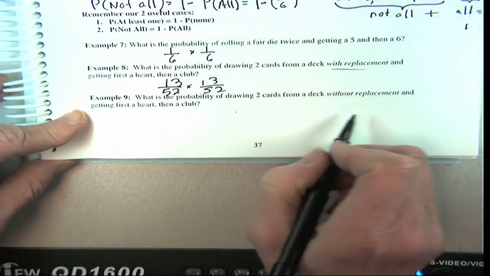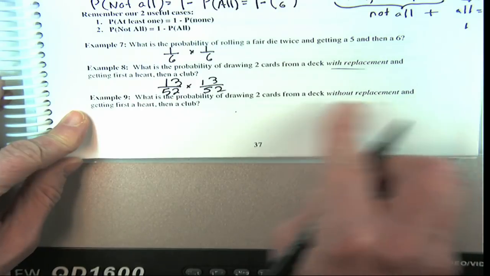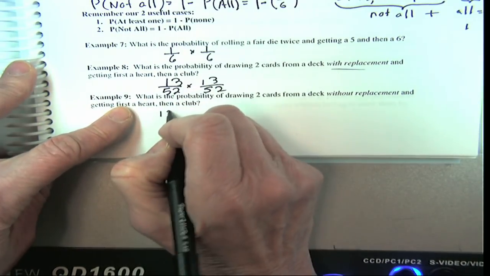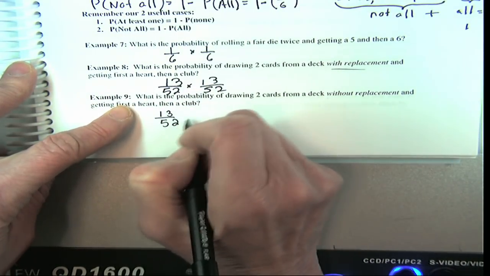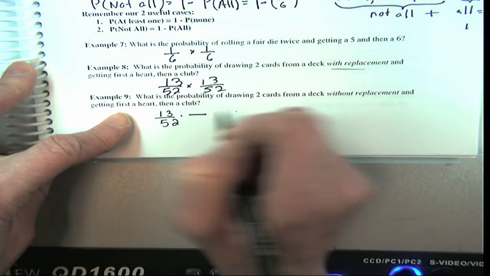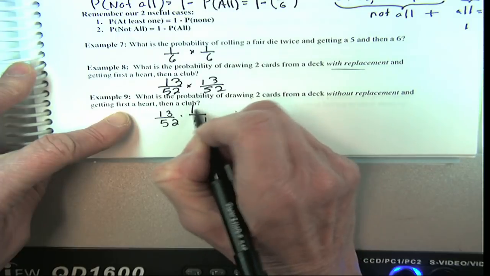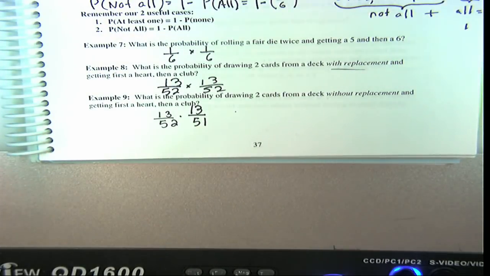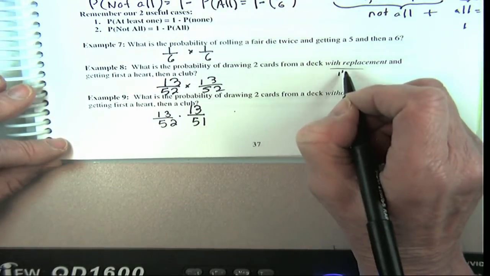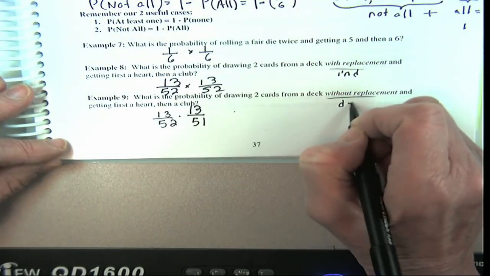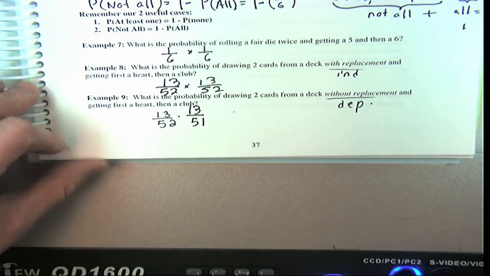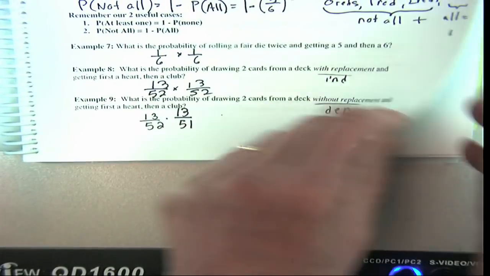How about without replacement? Well, this is the probability. Okay, first a heart. It's 13 hearts out of 52. And then you don't replace that heart, so you only have 51 cards left, but you still have 13 clubs left, so that's what it looks like. So this is independent, and this is dependent. All right, so that's it for page 37, and let's move on.